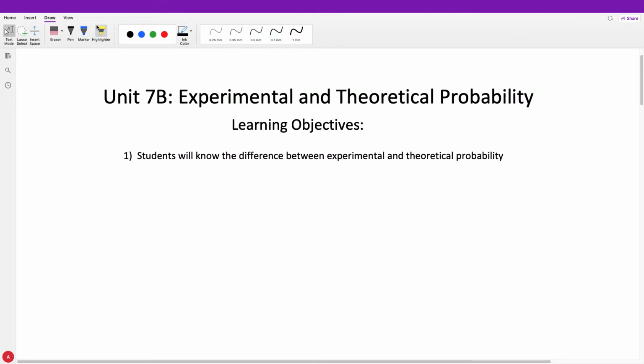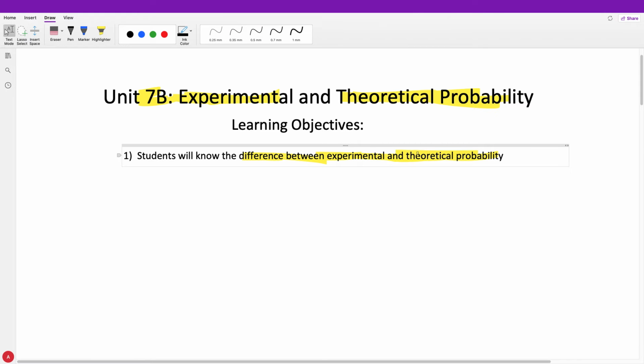All right, so we're now moving on to the next section of our statistics and probability unit, and that's our section 7B. And we're going to deal with experimental and theoretical probability. So our learning objective for today, what you need to know is the difference between experimental and theoretical probability and also how to answer questions using them.